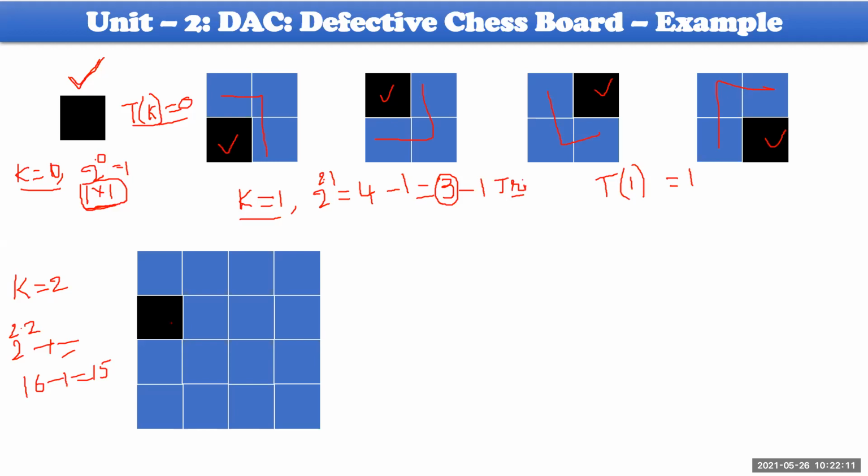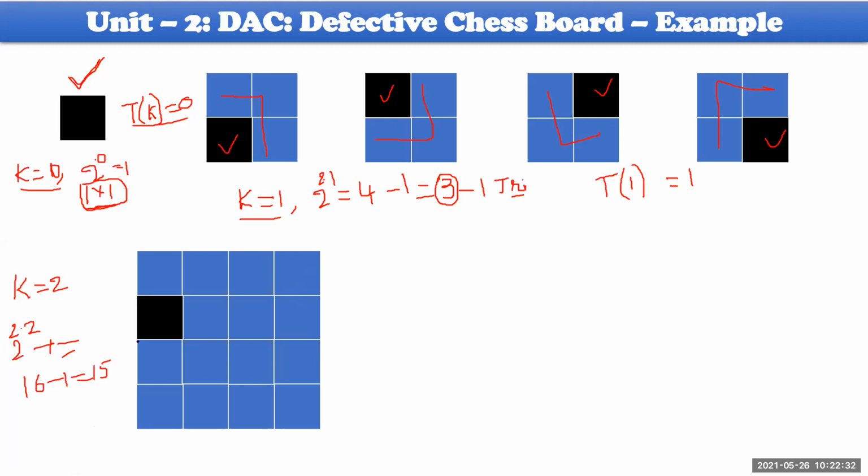Then how could you cover this? How could you be able to cover this? Then how many triominoes will be used to cover? So that is the point here. How many triominoes will be used to cover here? Let me show you how this could be done by taking another color.